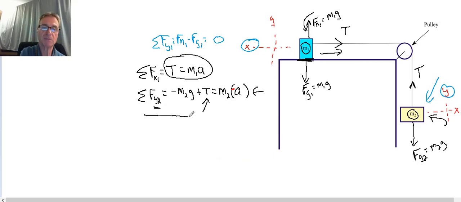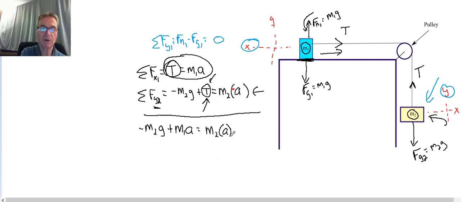So let's substitute in for T. We're going to substitute m1a in for T. All right, so we end up with negative m2 times g plus m1 times a is equal to m2 times a. But remember, there was a negative sign in front of that a, so I'm going to move that negative sign out to the front.